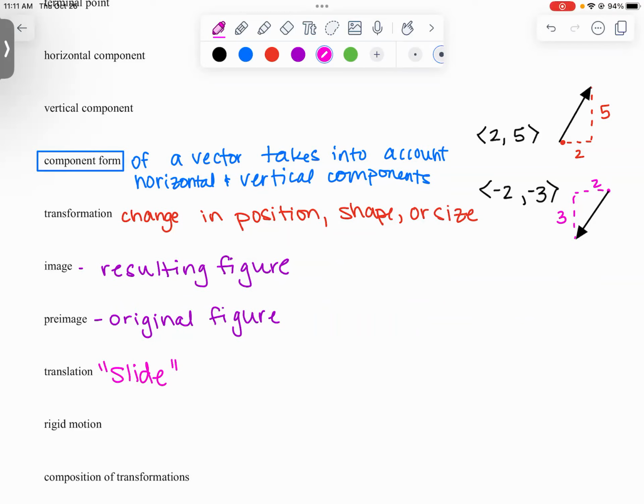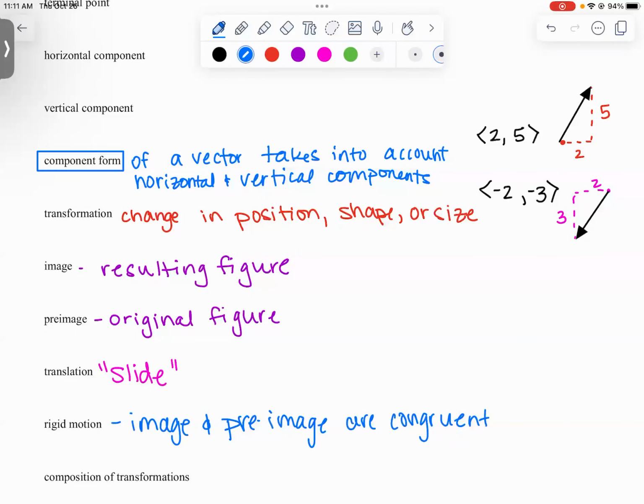Okay, when we make a translation, it is one of our rigid motions. A rigid motion means that both the image and pre-image are congruent. What does that mean? They're the same size, okay? They might be in a different position. They might be oriented differently.